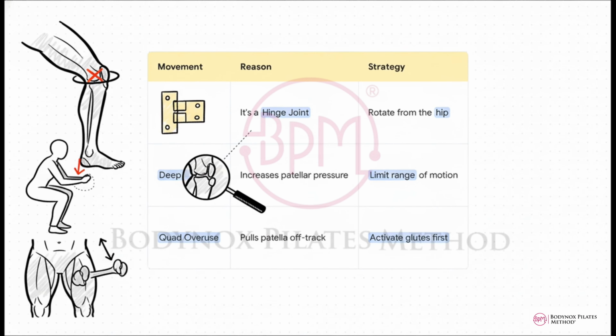So our strategy here is crystal clear. First, we have to respect the knee's design. It's a hinge, not a ball and socket joint. That means all rotation has to come from the hip. Second, we manage the load by limiting those really deep knee bends. And most importantly, our focus shifts away from the quads and onto the glutes. We have to cue glute activation first to fix the alignment right at the source of the problem.